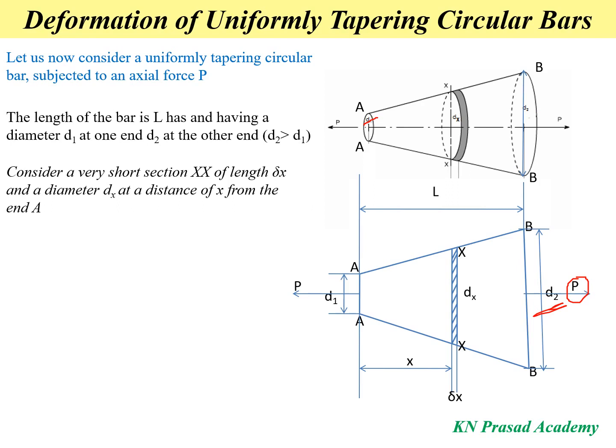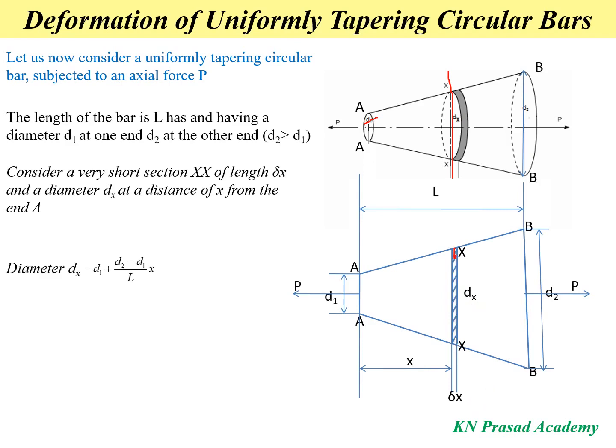Now we have to consider a very small section. At the section XX, which has the length dou x and the diameter dx, and this smaller section is placed at a distance small x from the end A. So here we are considering a very small section, which has the length dou x and the diameter dx, placed at a distance small x from the smaller end, that is end A.